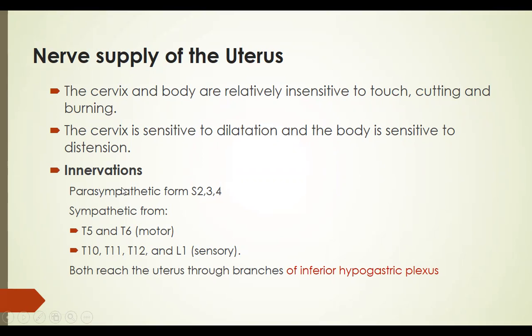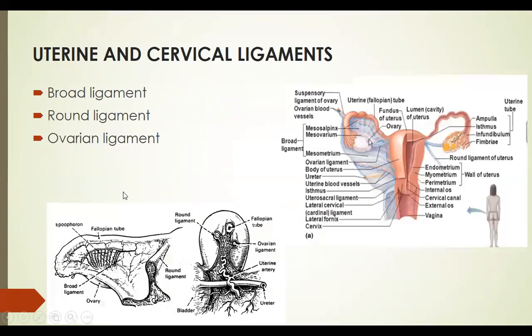Coming to the innervation, the parasympathetic is from S2, S3 and S4, and the sympathetic is from T5 and T6, that is for the motor, and for the sensory it is T10, T11, T12 and L1. Okay. Both reach the uterus through the branches of the inferior hypogastric plexus. The plexus which will be supplying the whole of the uterus will be the inferior hypogastric plexus. Both include the sympathetic and parasympathetic, because it is the autonomic nervous system which is supplying the uterus, so it will be having both components.